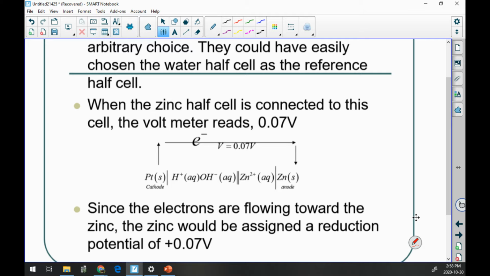The half cells will be different, but when you connect them together, they're always going to differ by that same amount.